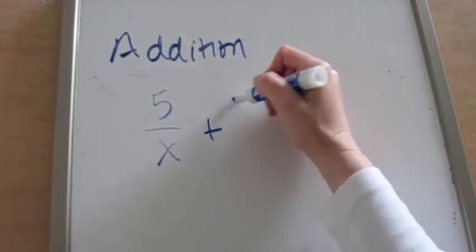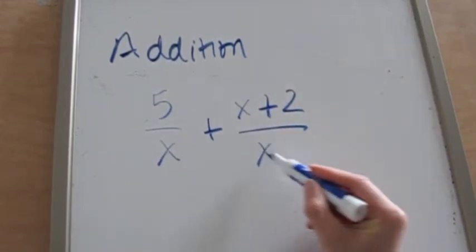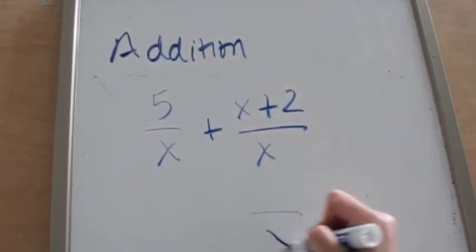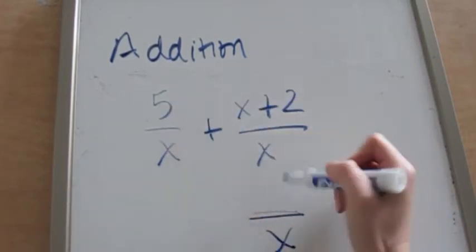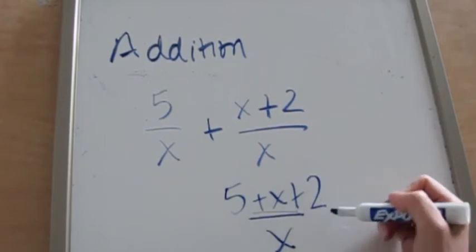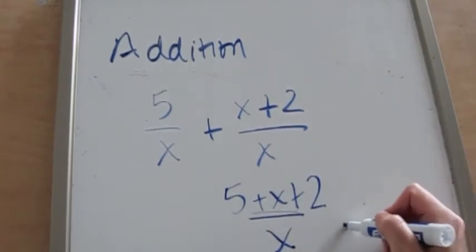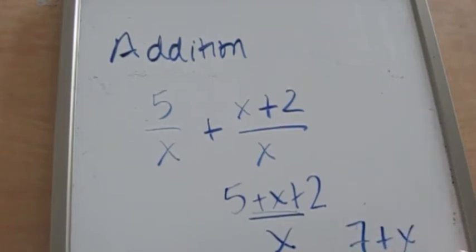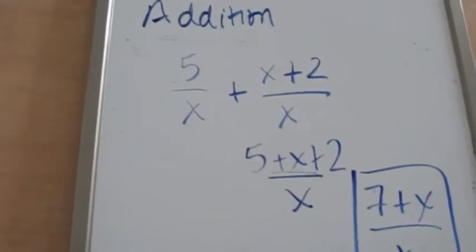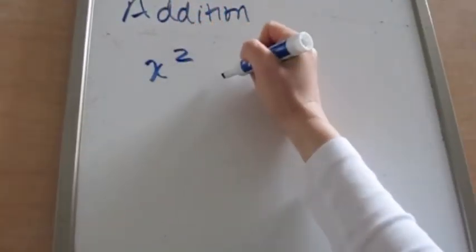Here, if we have a denominator that has a variable in it, it doesn't matter. It's a common denominator, so you add the numerators. Look for like terms. Here we have 5 plus x plus 2. Since 5 and 2 are both constants, we can combine those and we'll get 7 plus x over x. Since that's a group, it can't be divided out. It's not a factor.